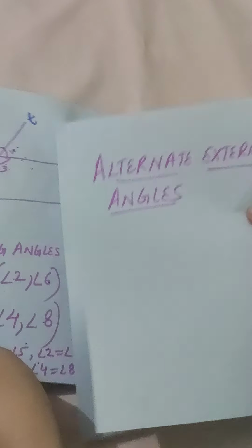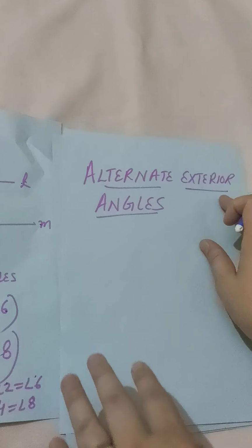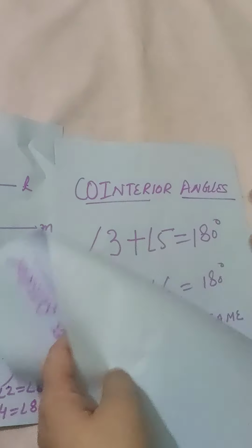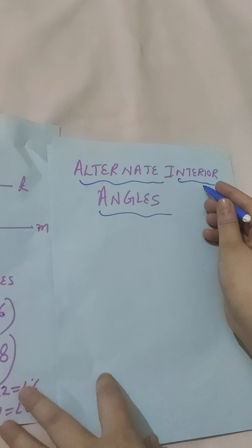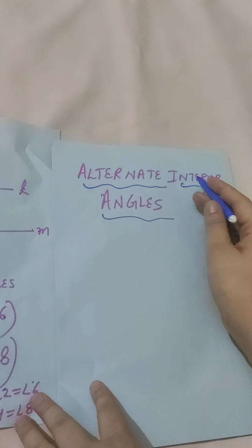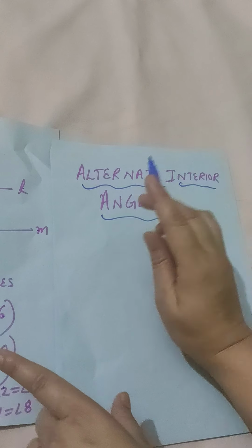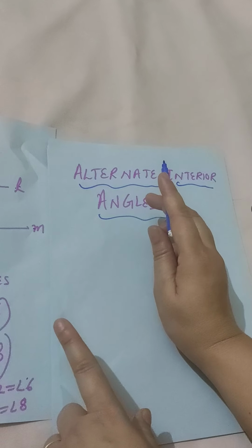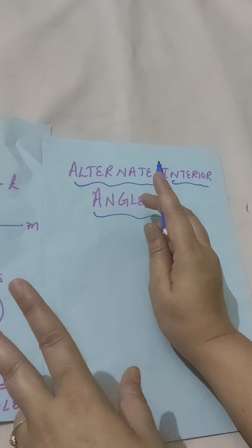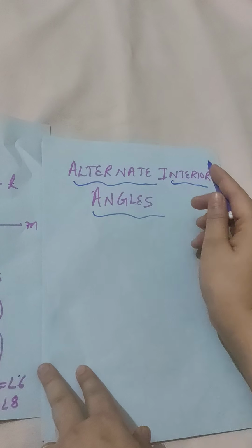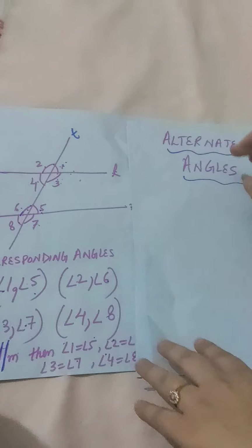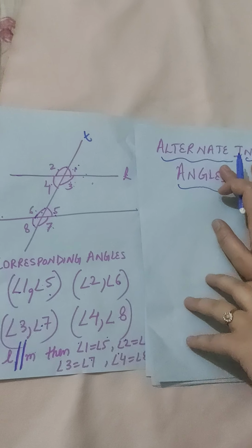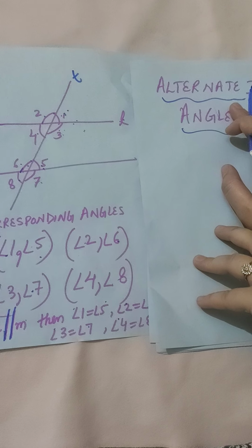Next we will find alternate interior angles. In alternate, one angle should be on the left side and the other angle should be on the right side, alternate sides. Because in corresponding angles, when we see, they are on the same side, but in alternate angles one angle should be on the left side and the other on the right side.